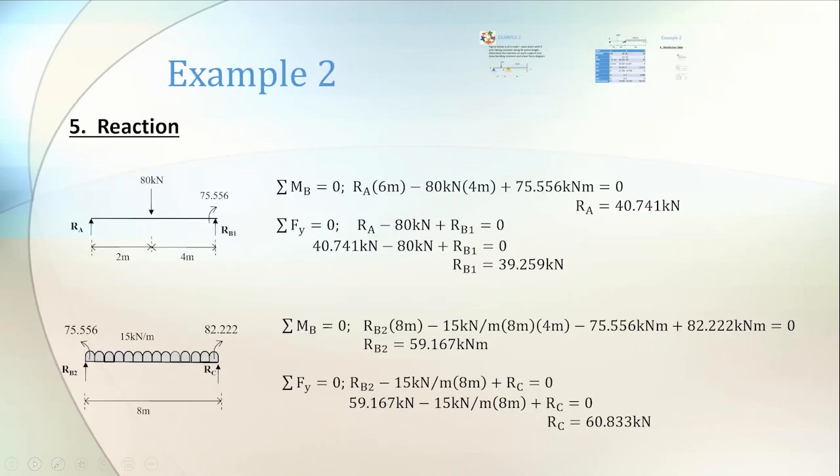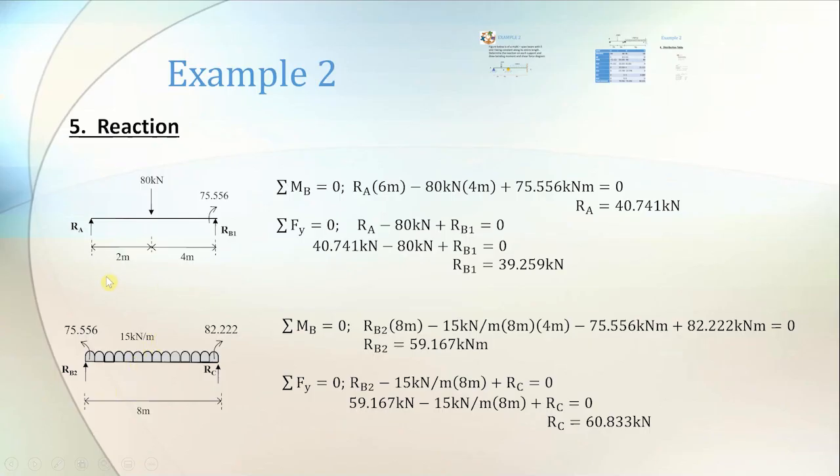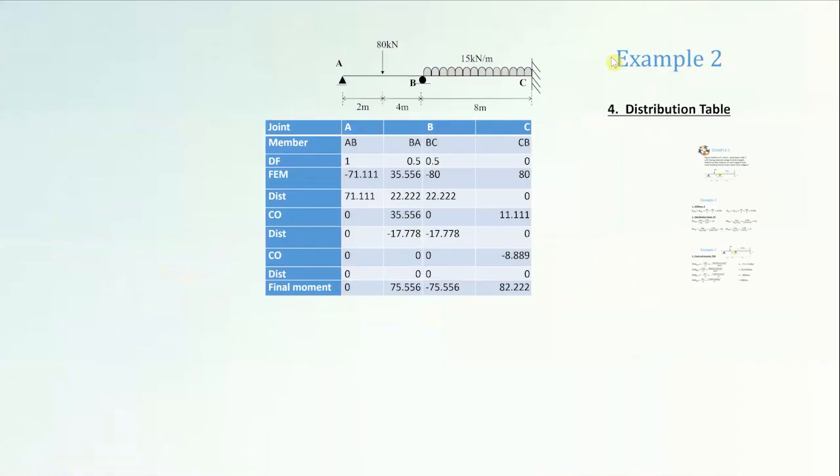For reaction, it is better for you to actually draw this because you nak lebih senang you tengok je ni. So you bahagilah, you do it for AB first and then later on you buat for BC. So I do for AB first. For AB you tukarlah all those support tu, put the reaction which is RA and RB1. Don't forget to include juga those that you calculate dalam this distribution table.